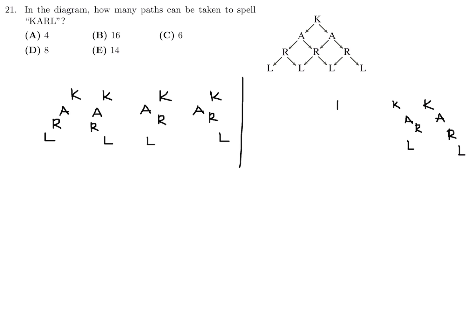So that's going to be K-A-R-L, K-A-R, the other L. So you just have to fiddle around with this diagram, and if you do, you get 8 possible choices, and therefore number 21, the answer is D.